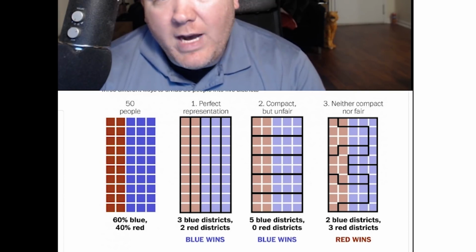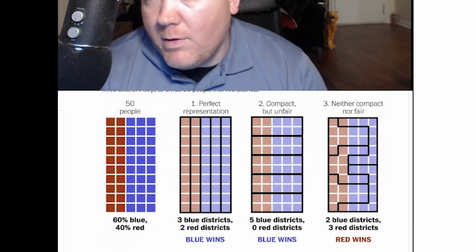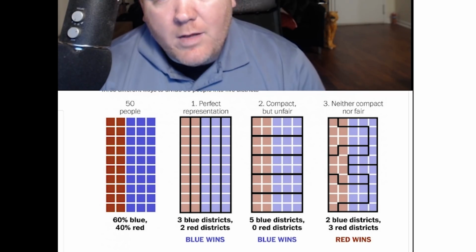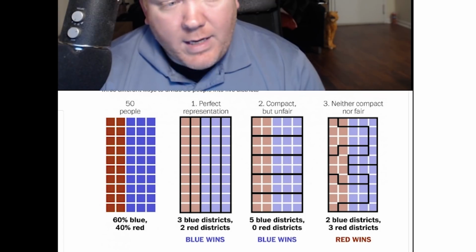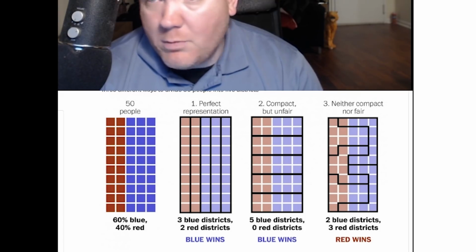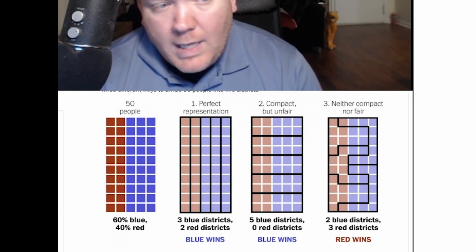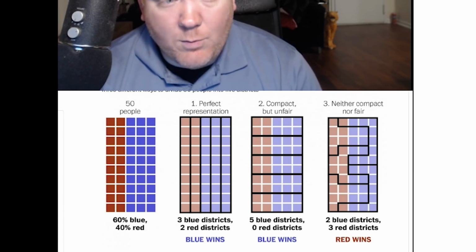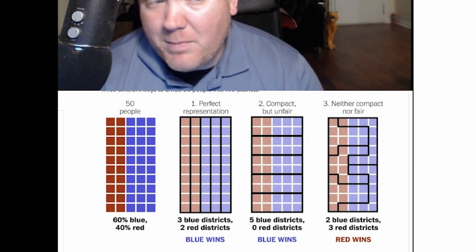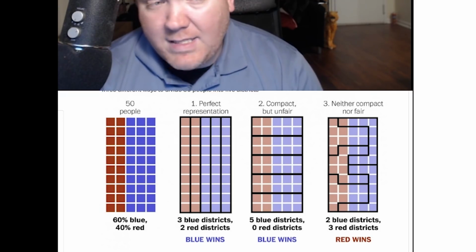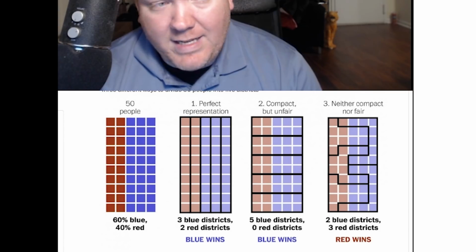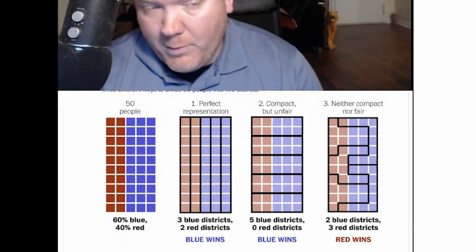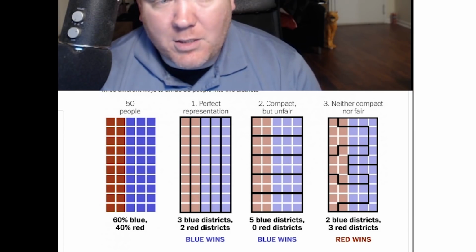So if we divide it based on map number 1, what they label as perfect representation, then we have 3 districts of blue and 2 districts of red. So that's a 60-40 split in the same direction as the population. So this would be a perfect representation. However, if the blue party is the one that's drawing the line, they can go with option number 2. These are compact and they are contiguous, but rather than 40% of the seats being red, 0% of the seats are red.